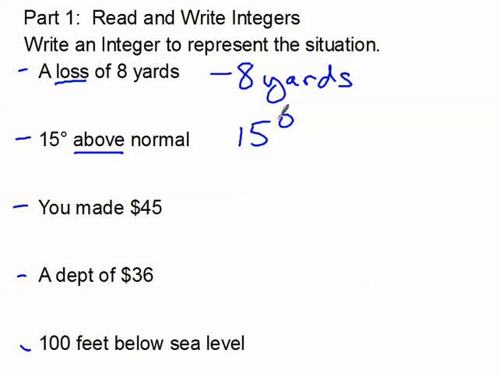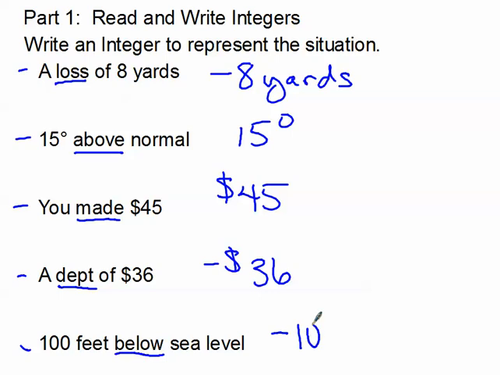The third one says you made $45. Well, made says that you're in the positive. So that's a positive. So we would have $45. A debt of 36. Well, the word debt refers to minus or negative. So we would have negative $36. And then the last one says 100 feet below sea level. Well, the word below refers to a negative. So that would be minus 100 feet.